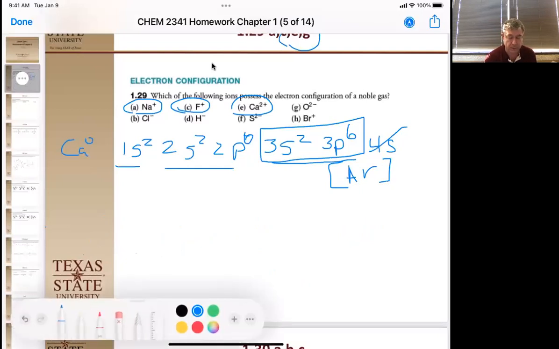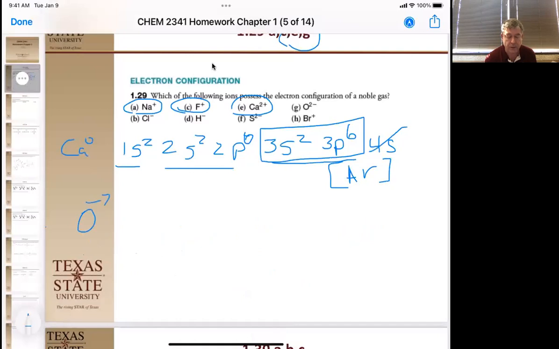Oxygen -2. So that means it's going to have 2 more electrons than it had on its neutral state. So if we look at the group, it's in group 6A. So that means it should have 6 electrons in its outer shell, but it's -2, which means we have to add 2 electrons. So that means it's going to have 8 electrons in its outer shell. Okay, so let's figure out where it is.